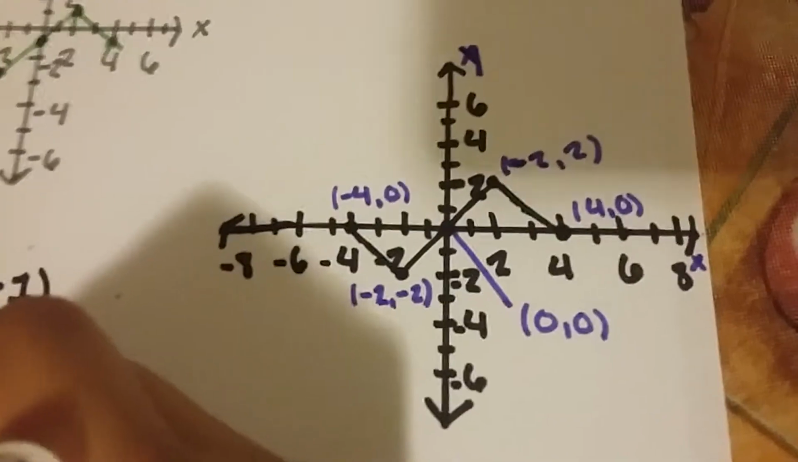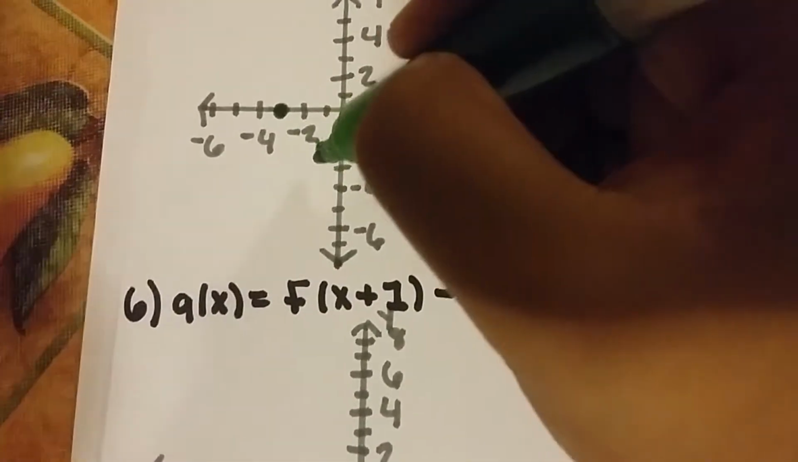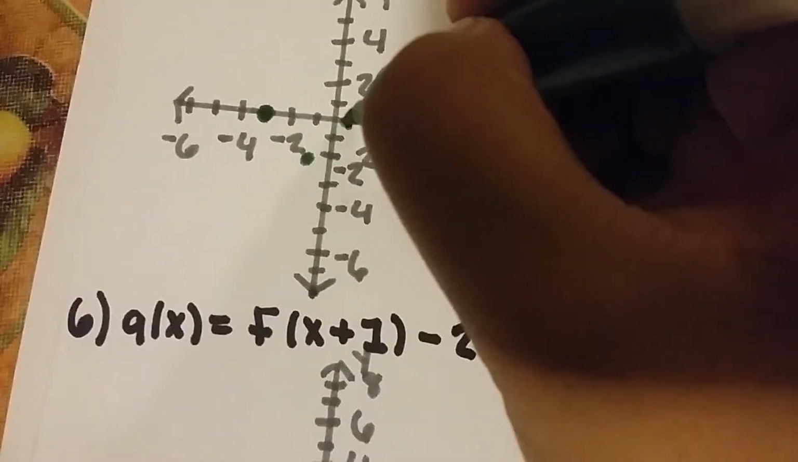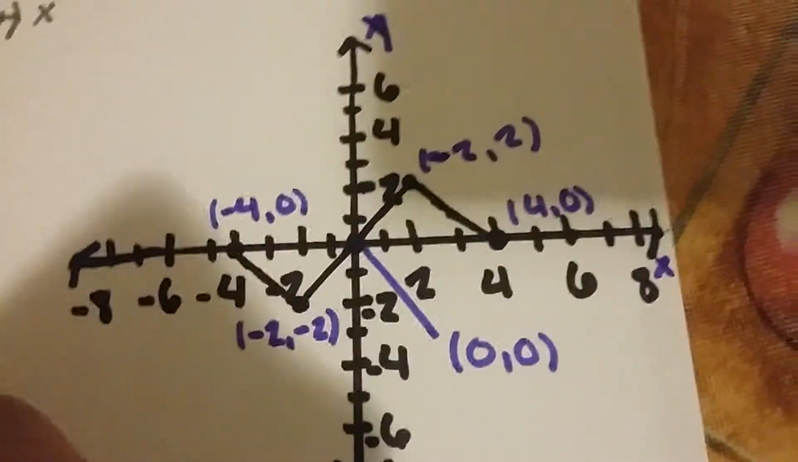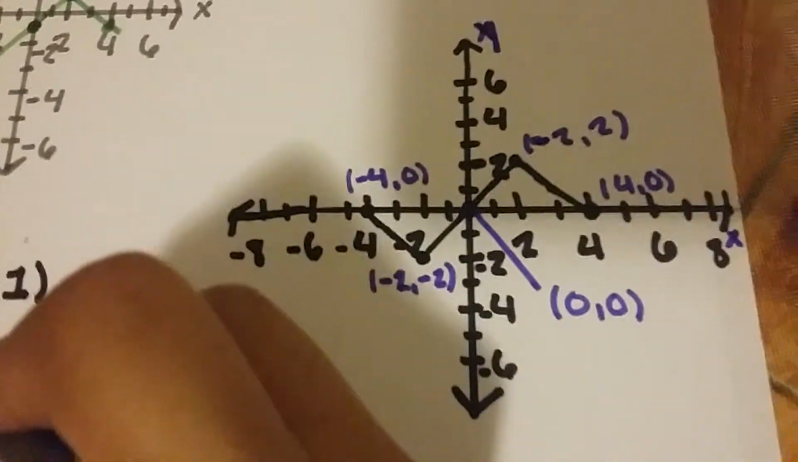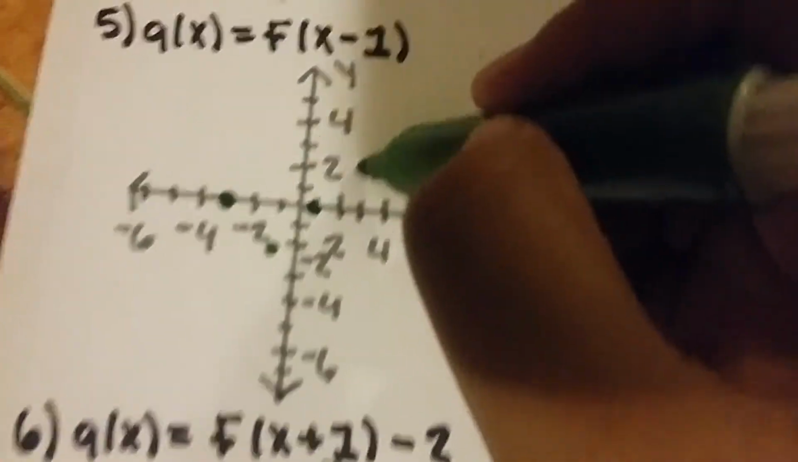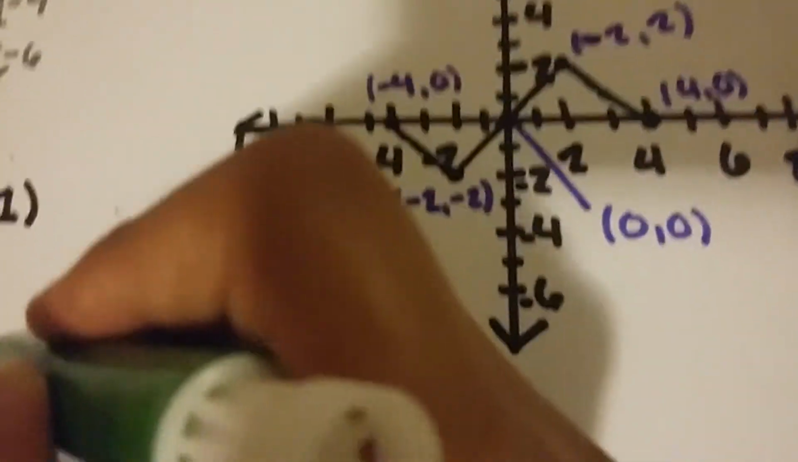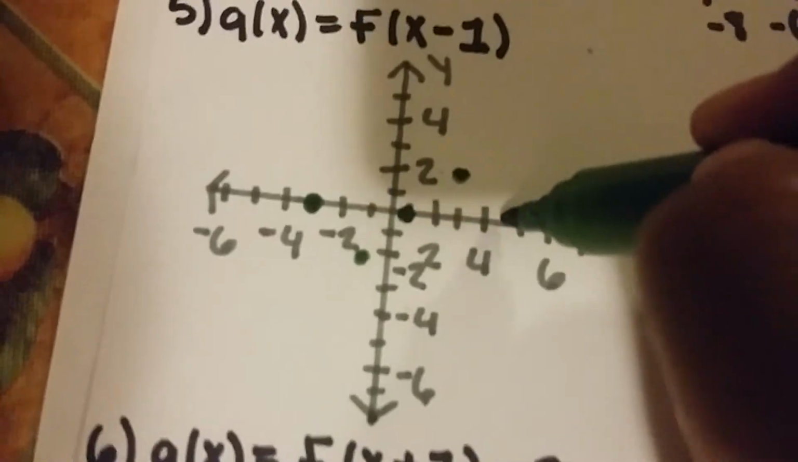Your second point is at negative 2, negative 2. You will scoot it over to negative 1, negative 2. Your third point is at 0, 0, and you scoot it to the right to be equal to 1, 0. Your fourth point is at 2, 2, and you'll move it 1 to be equal to 3, 2. Your fifth point is at 4, 0, and you'll move it 1 to be 5, 0.